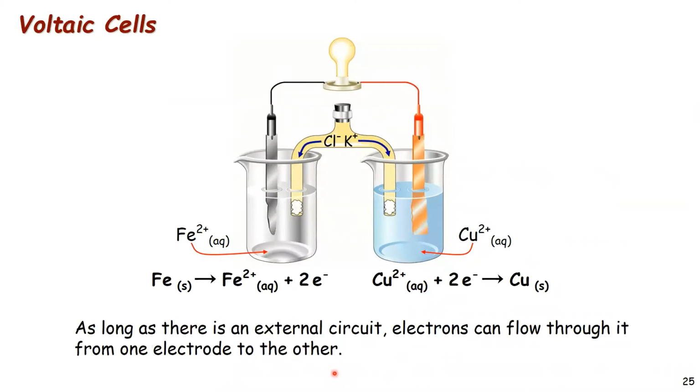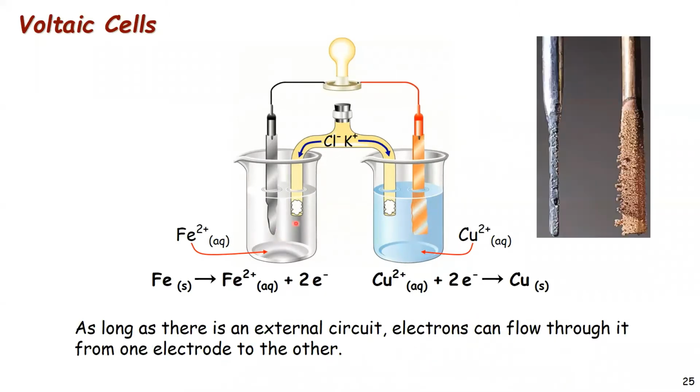Okay, so now, as long as there's an external circuit, electrons can flow through it from one electrode to the other. And like we said, the iron keeps going from the solid into solution, so we can see that it's disintegrating over time. And at the cathode, the reduction, the copper ions are going from solution and becoming part of the solid copper. So we can see that the copper electrode, the cathode, is growing. Okay, it gets bigger in mass.